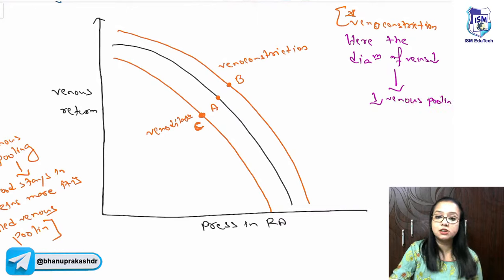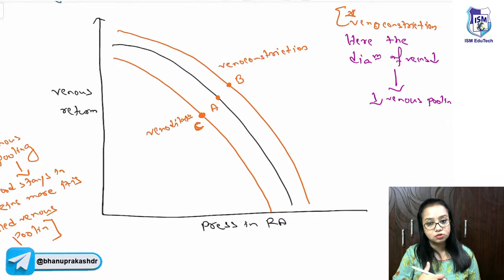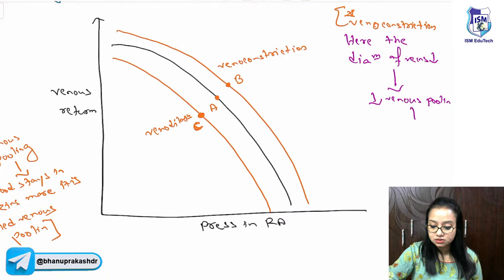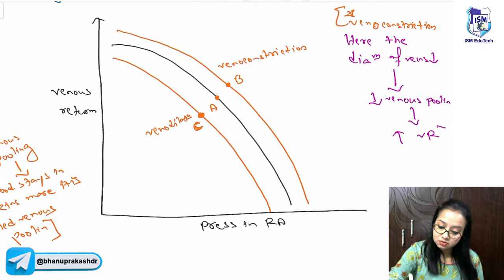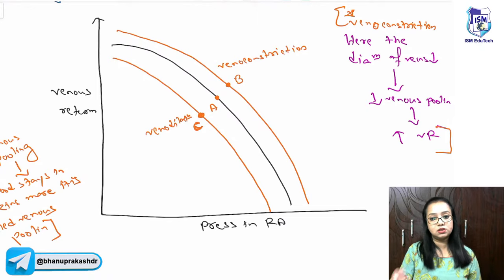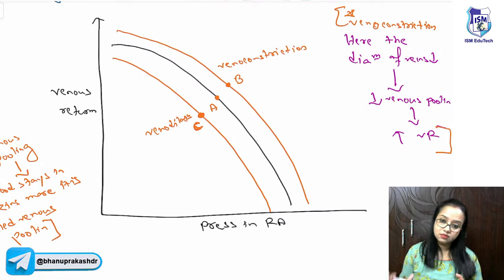Since the blood cannot stay in the vein for a long time, where will it go? Nowhere else. It will go back to the right atrium via the venous return. So there will be an increase in the venous return. That is what will happen. If we know what venoconstriction is, the opposite will happen in venodilation. In venodilation, the diameter of the veins is more, so there is more space for the veins to hold blood. Blood will be more accommodated in the veins and the venous return will drop.